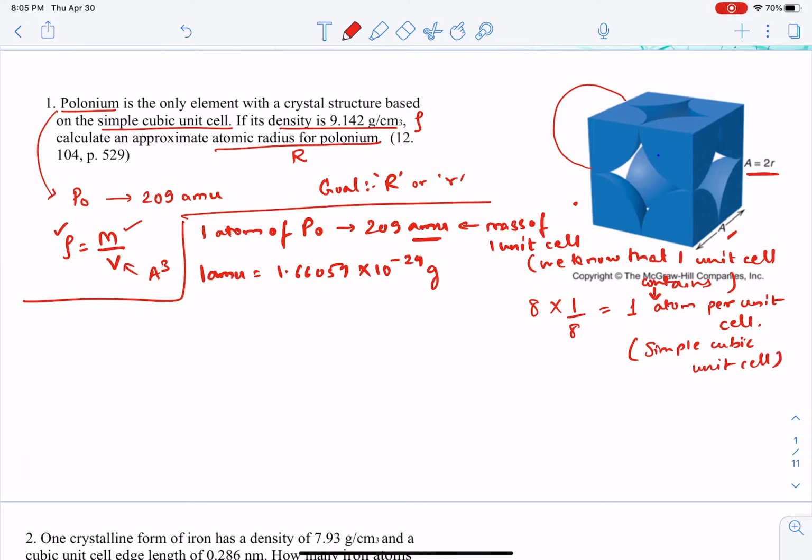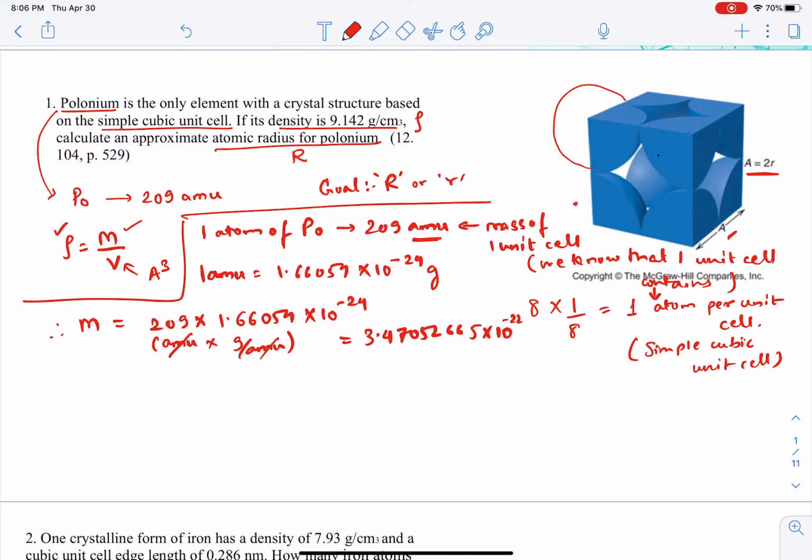Therefore the mass of the unit cell would be 209 times 1.66054 times 10 raised to minus 24. 209 was in AMU, this is in grams per AMU, so AMU gets cancelled, and what we have is 3.4705265 times 10 raised to minus 22 grams. So this is the mass of 1 unit cell.